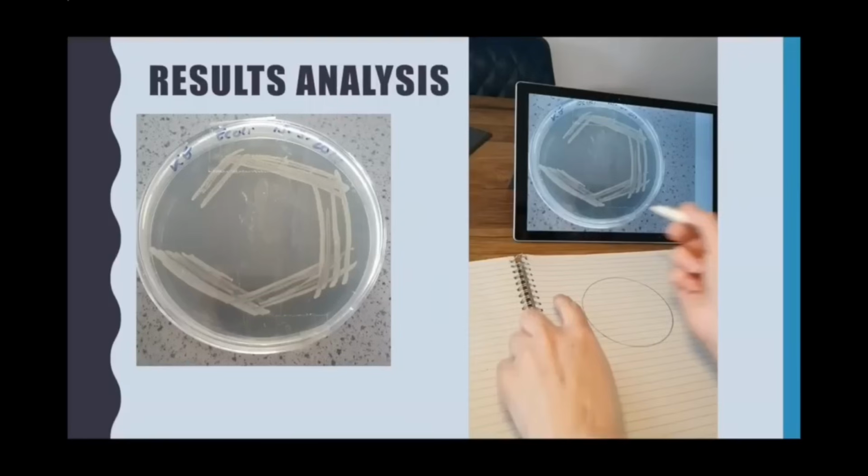So when it comes to the results, with the streak plate, what you were looking for is, did you get any individual colonies, which are these tiny circles? Now, you might have had bigger circles. If you did, well done, because that's what you were aiming to achieve.